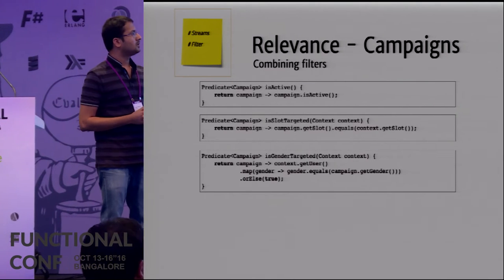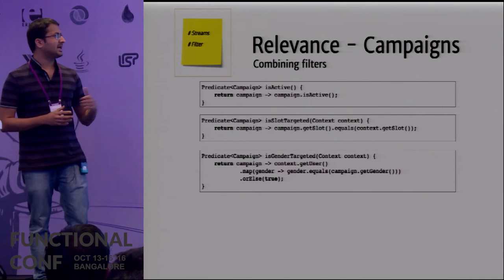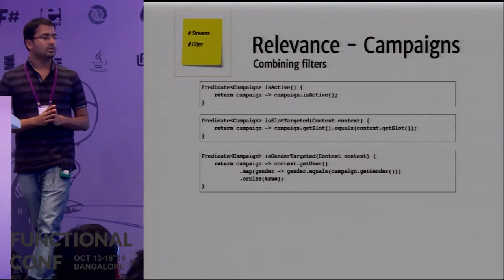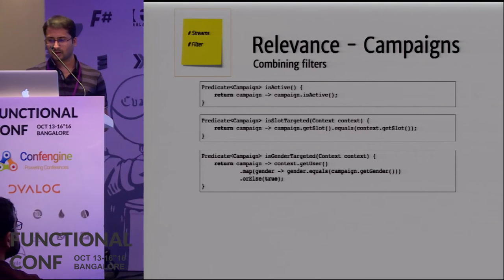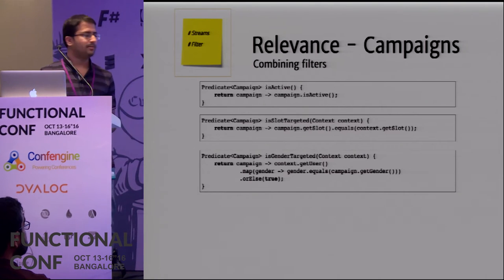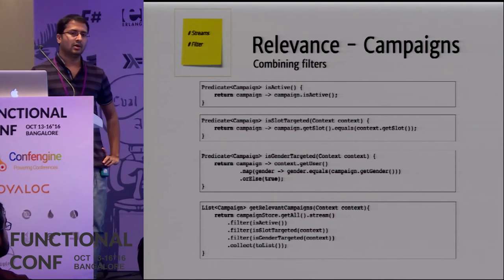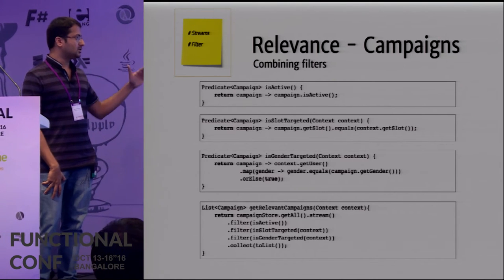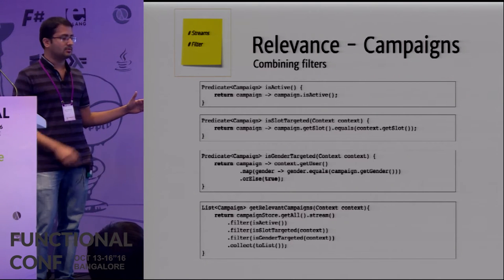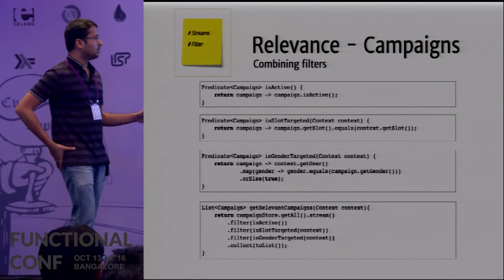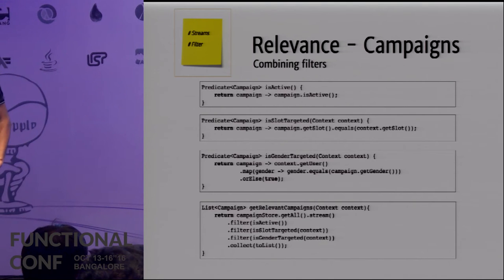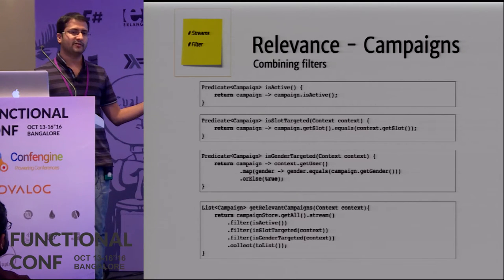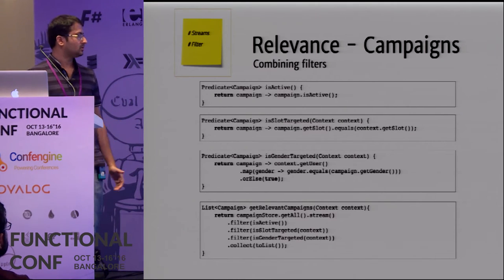So the lambdas which I showed for relevance filters can be represented in Java using these predicates, which just translate one to one. The next step in finding relevant campaigns is to somehow combine all these filters and then apply it on an input list of campaigns. One way to do this is to just chain all these filters and then apply them together. The campaign.getAll method, which I'm showing here, is just for demonstration. And in a real world, that is terribly inefficient if you're just doing it on all your campaigns.